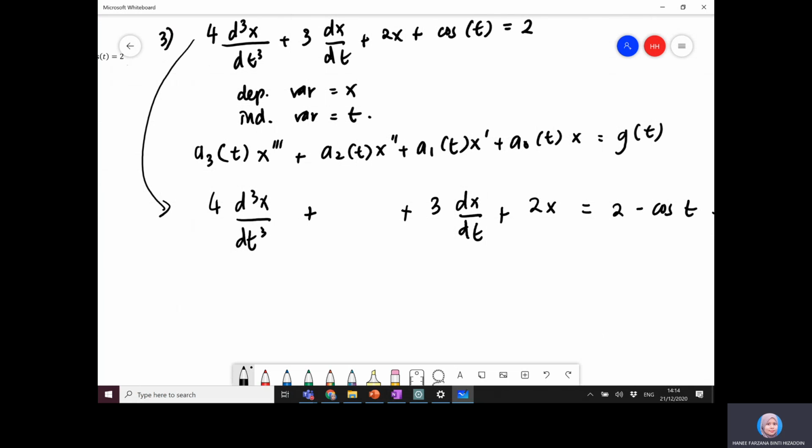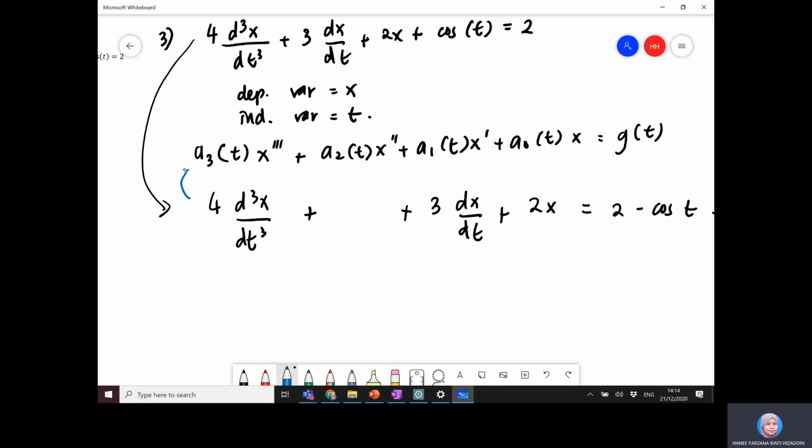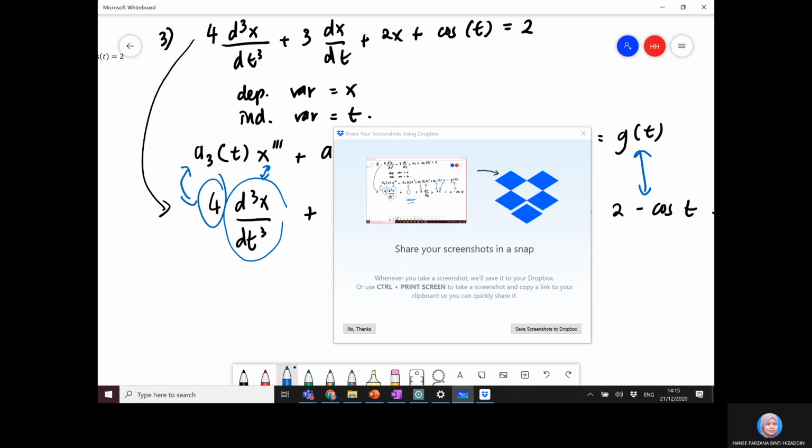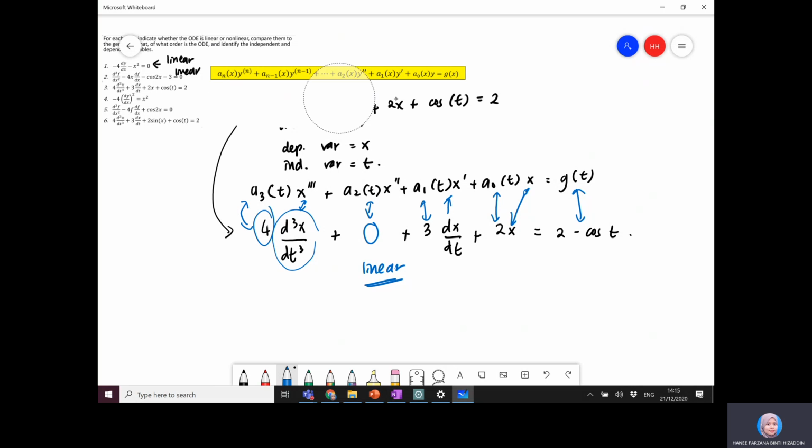So can you compare with the standard form here? You can see that a3 is 1, this one is x triple prime, this whole term here is 0, and a1 is 3, dx dt is the x prime, and x is x, and a naught t is 2, and g of t is this. So you can compare every term, thus this one is also linear. Okay? Right? Continue with the next example, number 4.